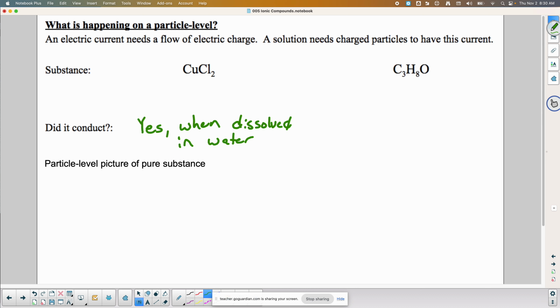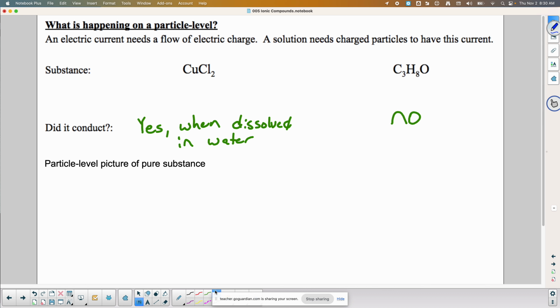And then I had to pick one of the type 2 compounds. I picked the littlest of the type 2 compounds because we're going to have to draw some particle level pictures, and I wanted to pick the one that was going to be the easiest to draw. I picked the isopropyl alcohol. No, it didn't conduct electricity when it was dissolved in water.